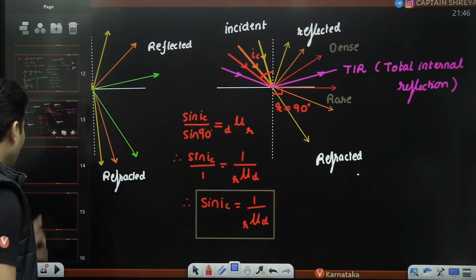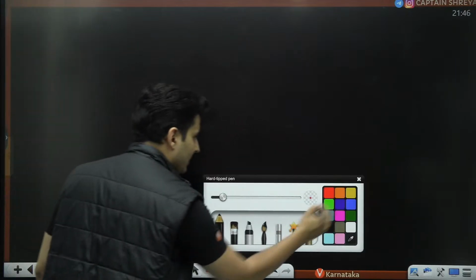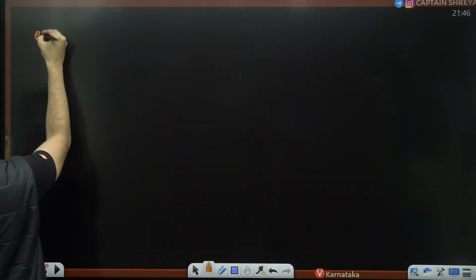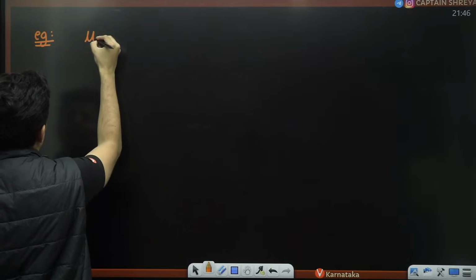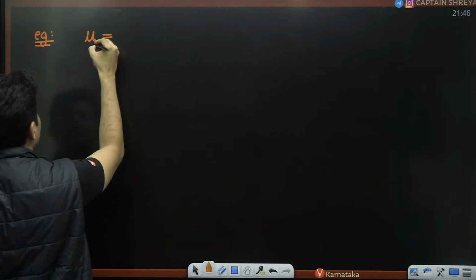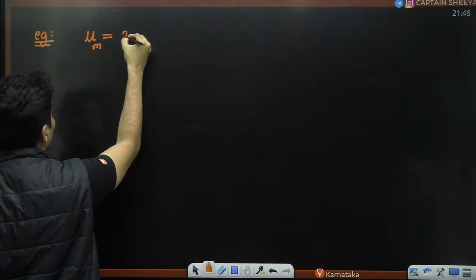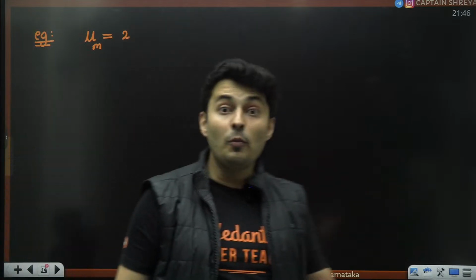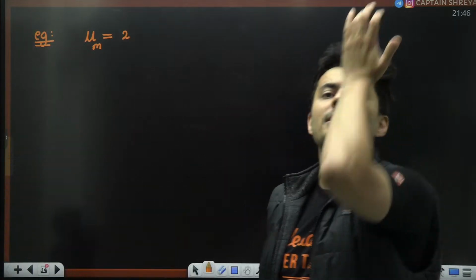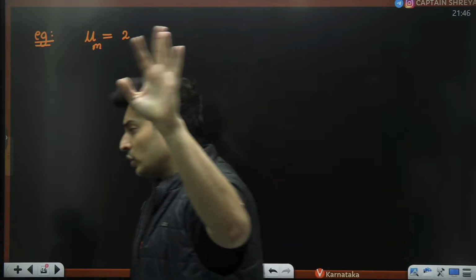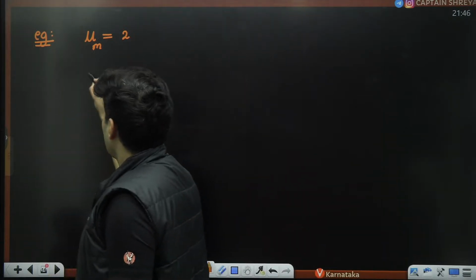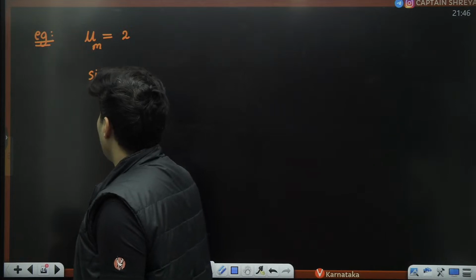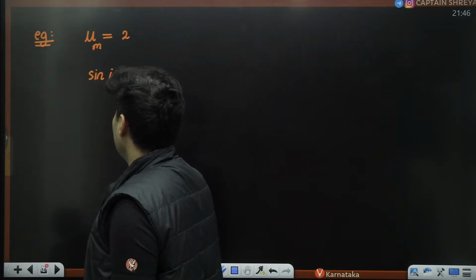So just to give you an example of this, say I tell you, listen, the refractive index of some medium is 2, diamond is 2.4, so some medium is there which is having refractive index of 2. Just imagine this. Cool. So what will be the sign of that critical angle?